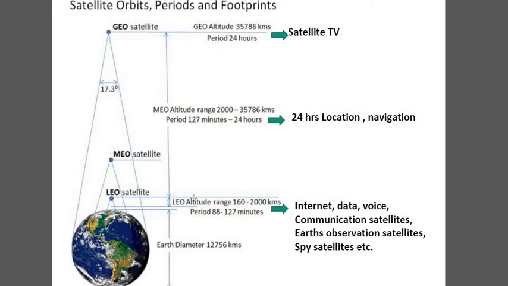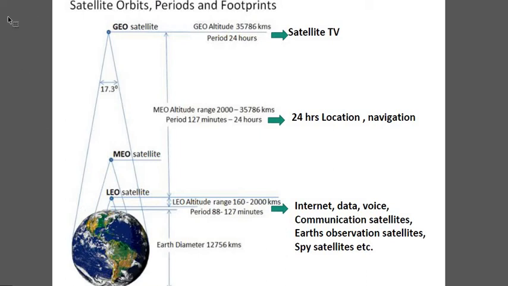In low Earth orbit, the normal satellites like internet and voice communication are placed. The medium Earth orbit has a range of 2,000 to 35,786 kilometers, and the period is 127 minutes to 24 hours. Here it is mainly used for GPS location, so we use medium Earth satellites for location and navigation purposes. See the applications over here. And the geostationary satellites are used for satellite TVs. So these are the different applications for satellite orbits.